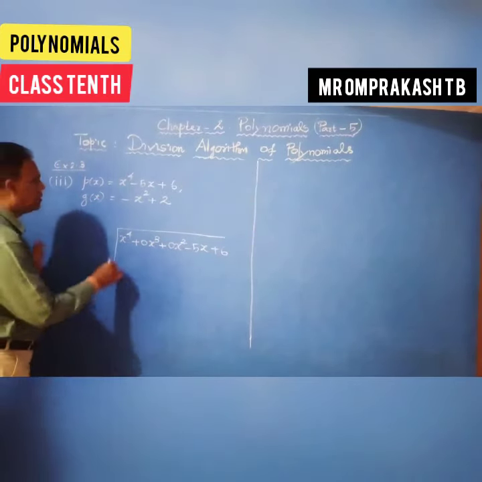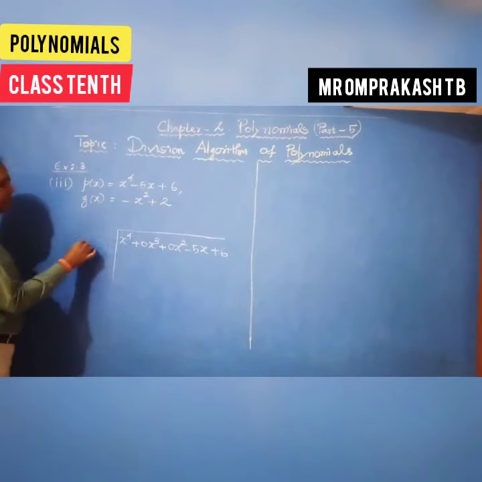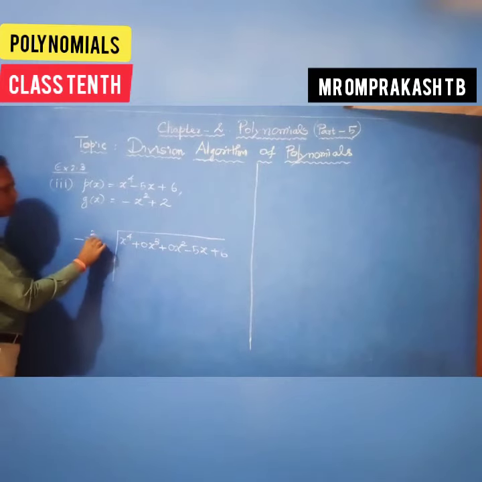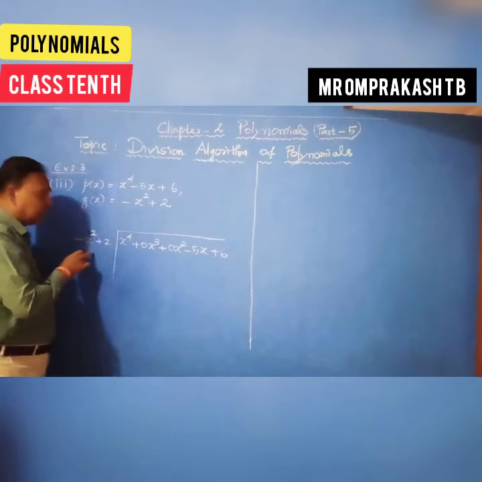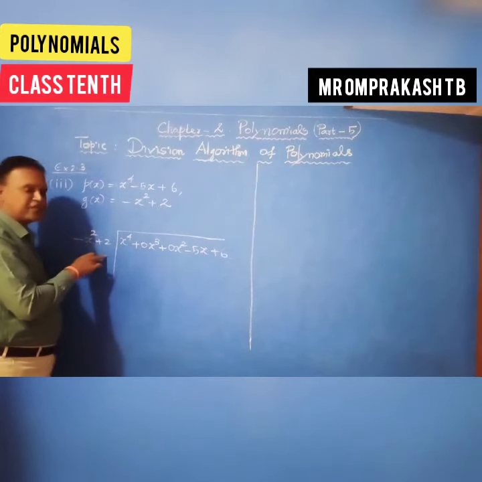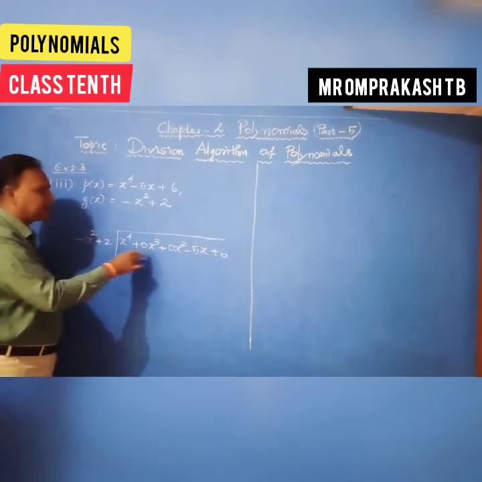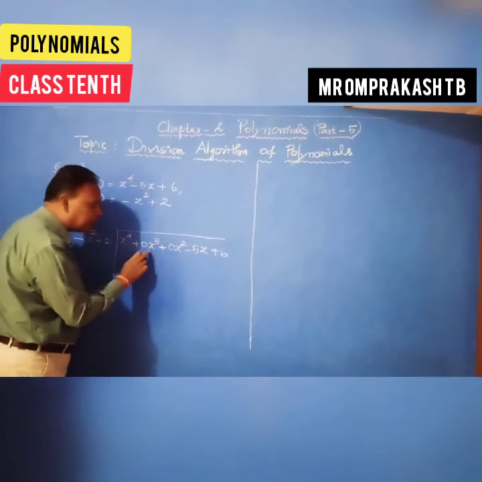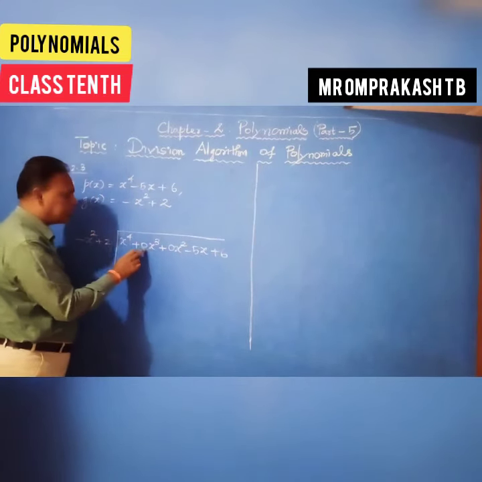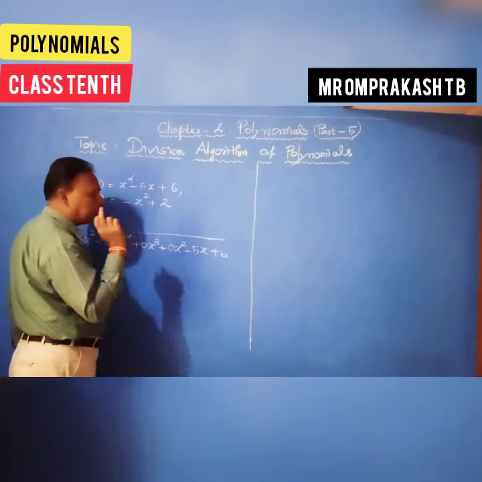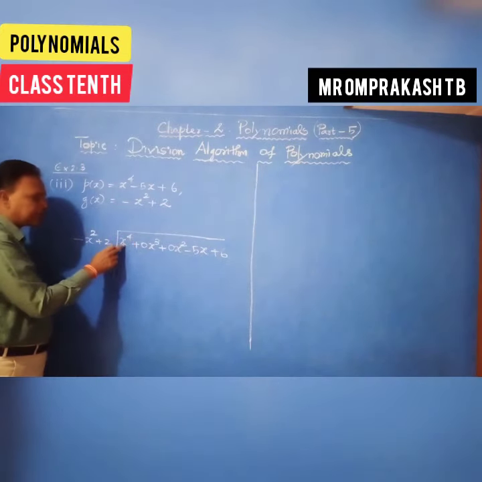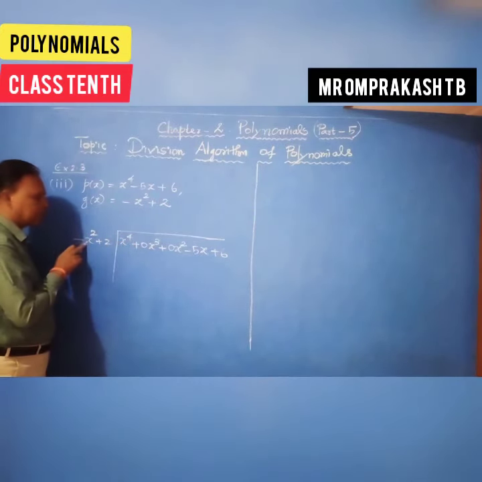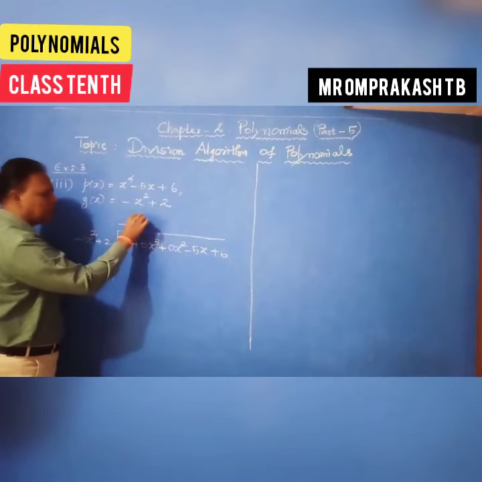Clear? Now g of x you write. G of x, x squared plus 2. Here no x term, but in the divisor no need to write the standard form, because we are just multiplying and writing here. So in the dividend only, it is a must. So you have to write 0x cube, 0x squared. Clear? Now you see, take the first term x power 4 by x squared. What you will get? Minus x squared.